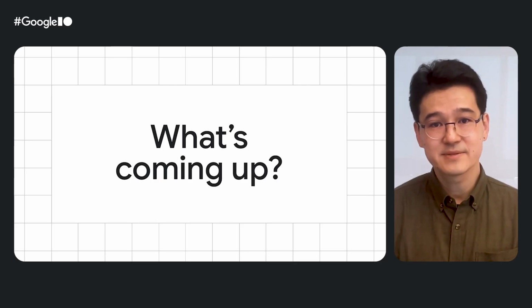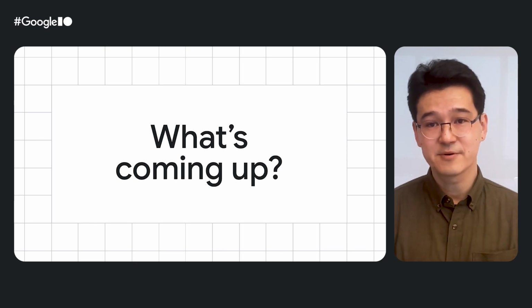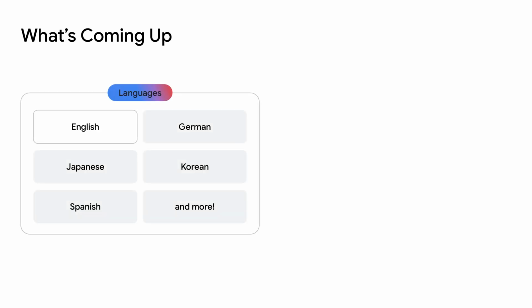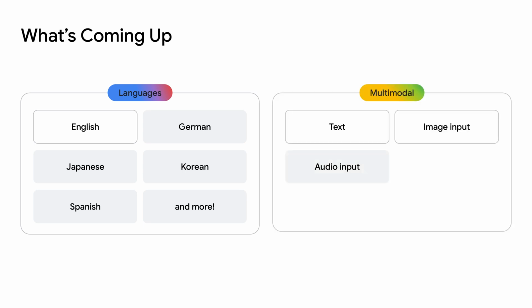With so many apps already using Gemini Nano in production, we are excited to continue working on improving our Gemini Nano and Gemini API offerings. Gemini Nano is becoming more and more capable. We are adding even better support for languages like German, Japanese, Korean, Spanish, and more. And in addition to image and text input, we are also working on supporting audio.